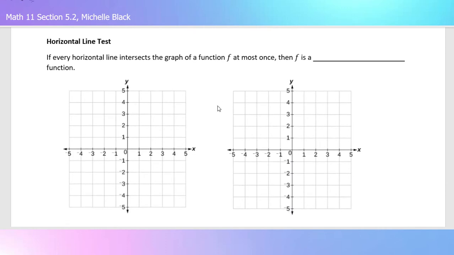The horizontal line test. If every horizontal line intersects the graph of a function f at most once, then f is a one-to-one function. All right, so we're already told that the graph is a function, but we're checking if it's a one-to-one function. So if you remember, we have another test that sounds similar to this that we use to test if something's a function, and it's called the vertical line test. Let's start by looking at x cubed, which we know is a function. The graph looks something like this.